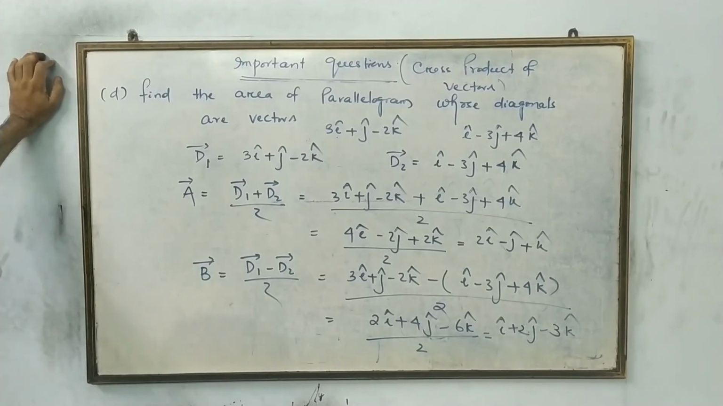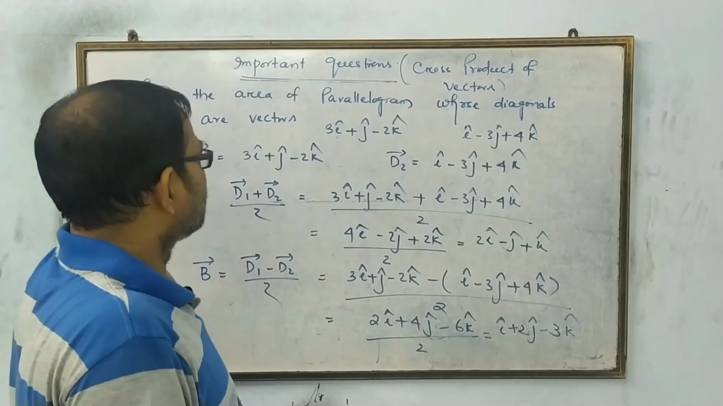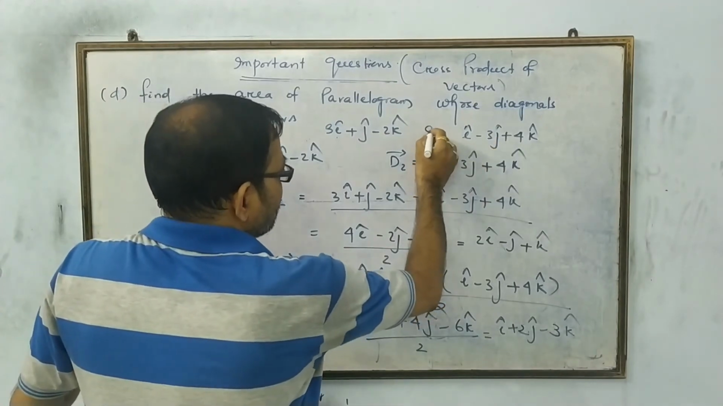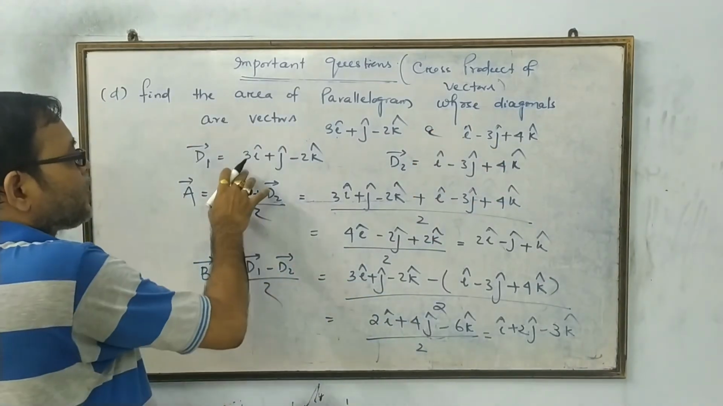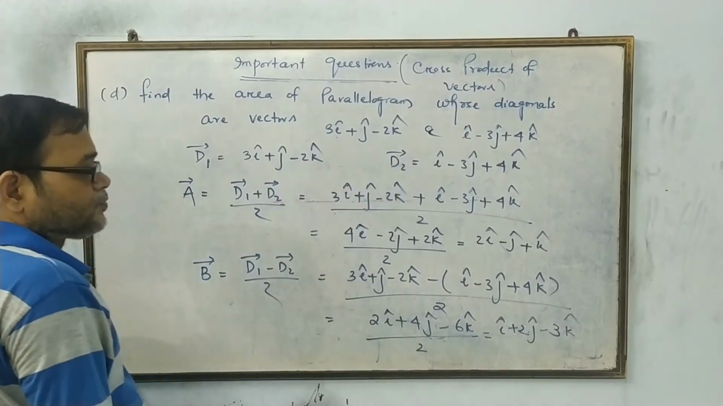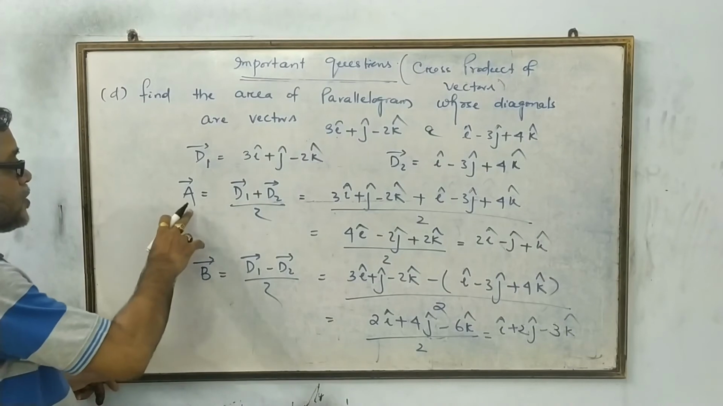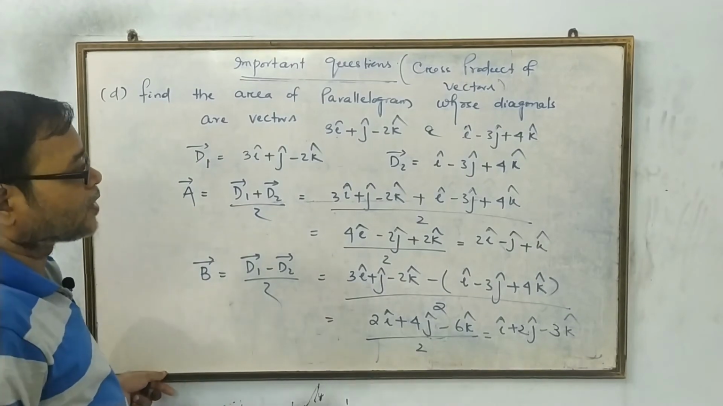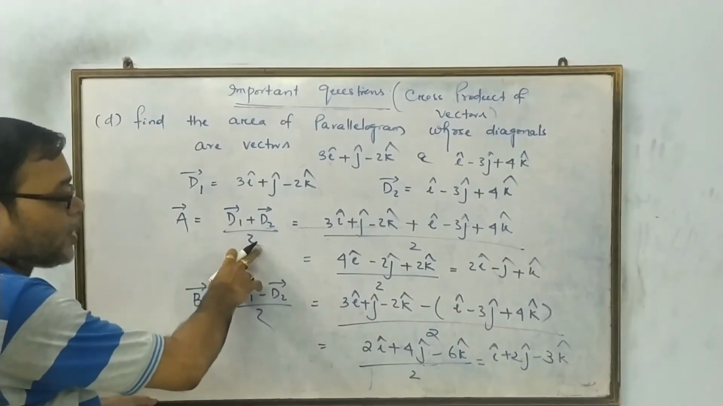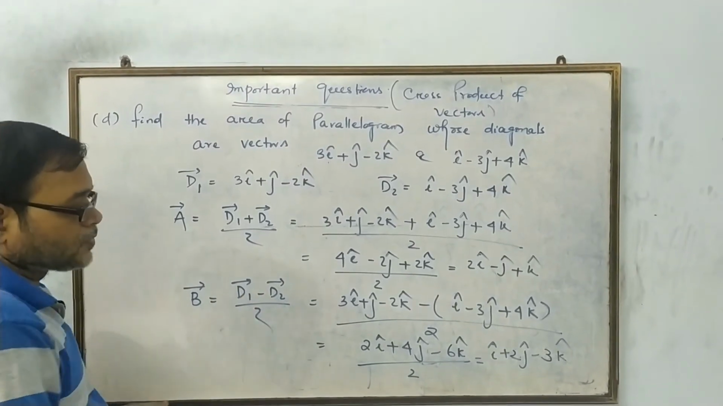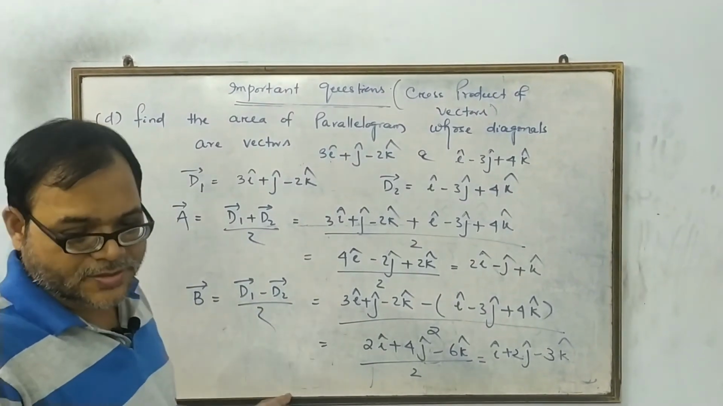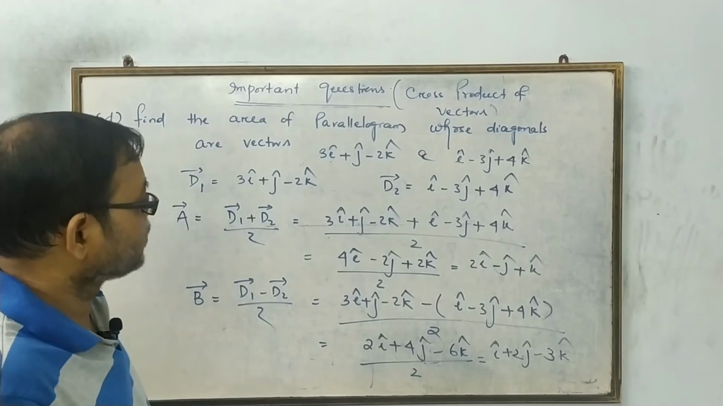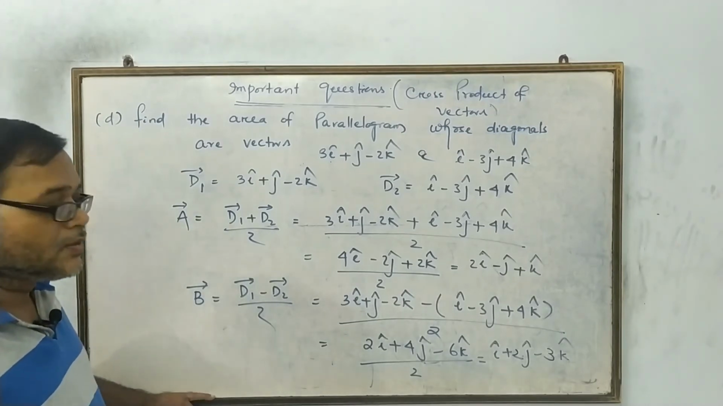Next question. Find the area of the parallelogram whose diagonals are the vectors 3i plus j minus 2k and i minus 3j plus 4k. Two diagonals, this is d1 and d2 is given. At first you find out the sides. Sides of the parallelogram will be d1 plus d2 by 2, another one is d1 minus d2 by 2. You clear your fundamentals first. Before watching this video, go through the quick revision video that I have given, just the previous video. Then you will get all the things.